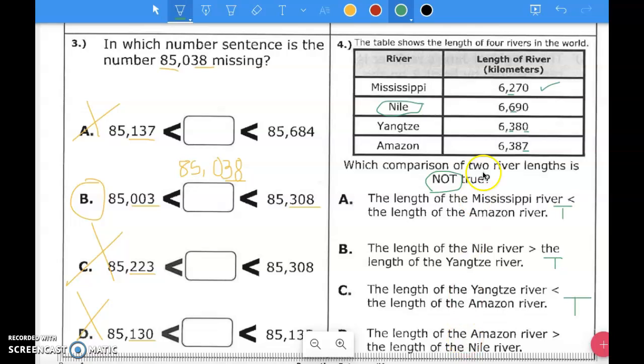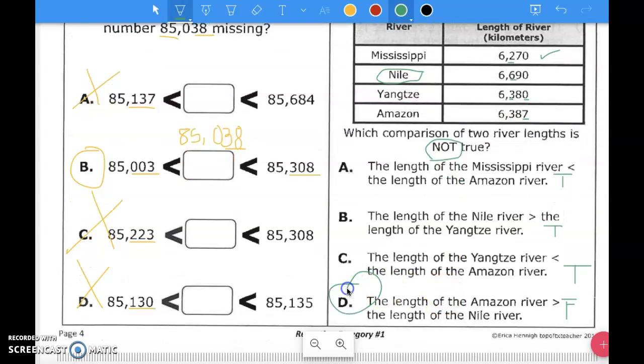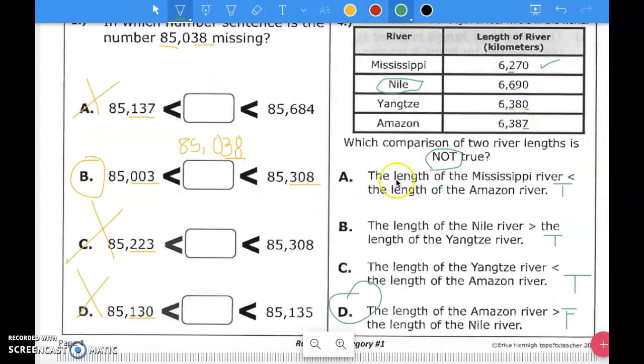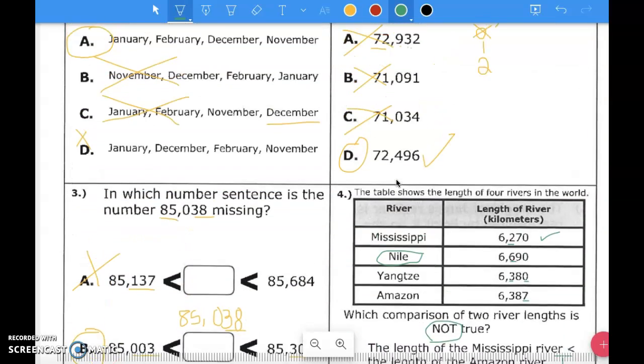The length of the Amazon River is greater than the length of the Nile River. And this is not true. This is the one that is false. This is the one we were looking for. Because actually, the Amazon River is shorter than the Nile. Very good. And we're finished.